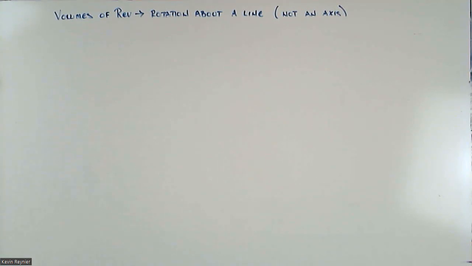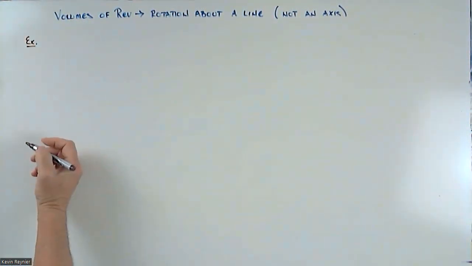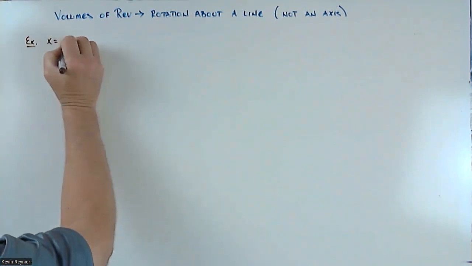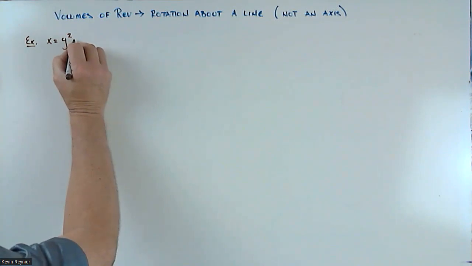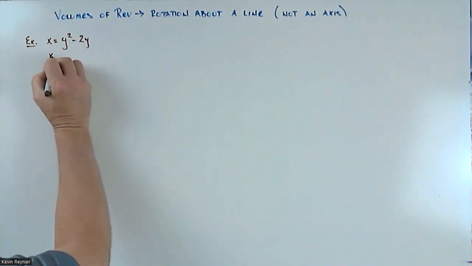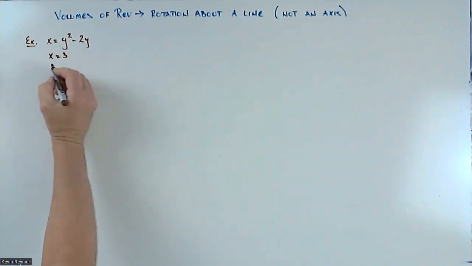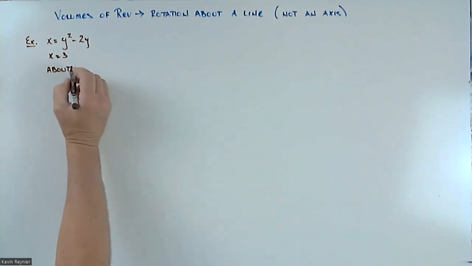Okay, we've erased the whiteboard. We've done a disc problem. We've done a washer problem. Now we'll work out a cylinder problem. So the functions we're given here are x equals, just in case you didn't think I could graph sideways, y squared minus 2y. We have x equals 3. And we're going to go about y equals 1.